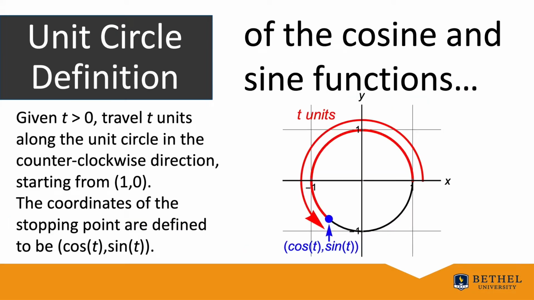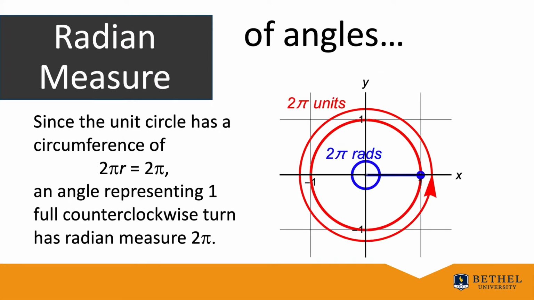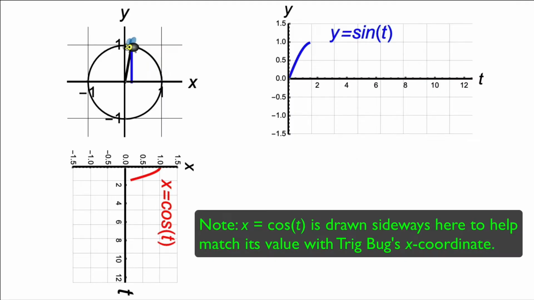Based on the unit circle definition of cosine of t and sine of t, and the fact that one full counterclockwise rotation represents 2 pi radians, we are led to conclude that the periodic graphs of cosine of t and sine of t that we saw with Trig Bug have period 2 pi when we use radian measure, which again is the best thing to use for calculus.